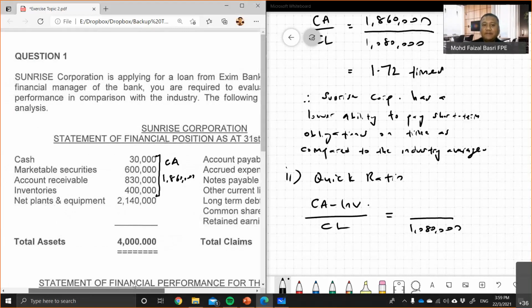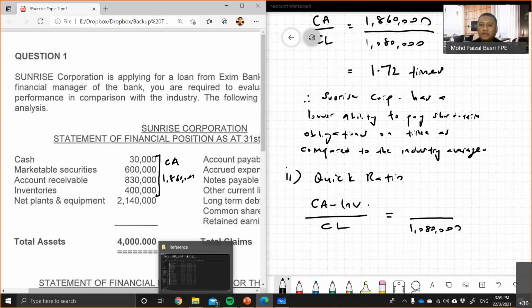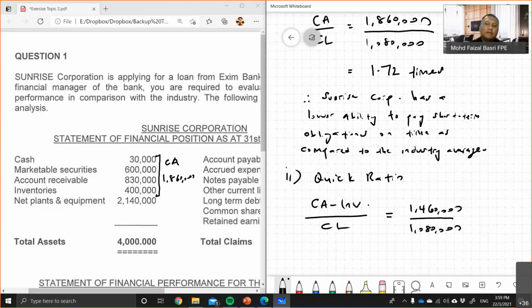Okay, but this side will be different lah because the information is current assets minus inventories. Our earlier current asset was 1860, ini 1860. But we want to minus inventories kat sini, so we left with 1460. So why less 400,000? Because we deduct inventories from our current assets. So 1860 minus 400,000, we left with 1460. So 1460 divided by 1080, we left with 1.5 times.